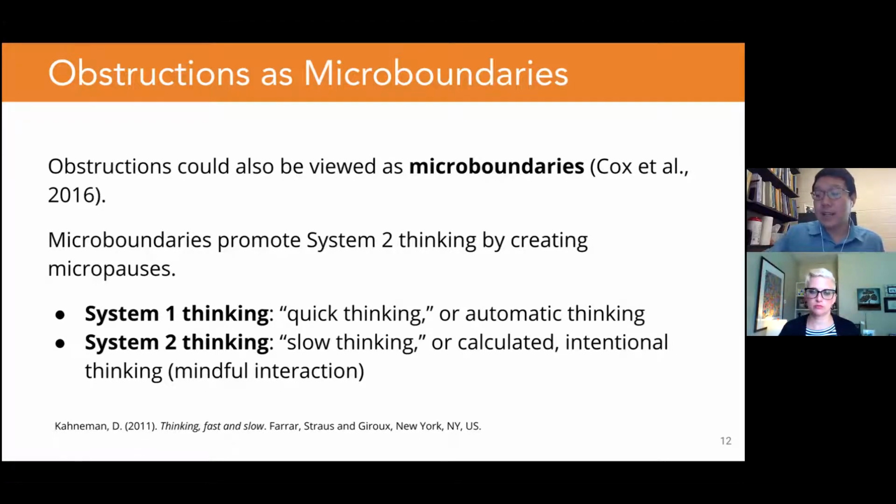So when we want to design an educational game, we probably want to promote reflective and conscious thoughts so that players know what they're doing and actually learn from it. What we want to do is provide microboundaries, these opportunities for players to slow down and think about what they're doing so that they can improve their gameplay, improve whatever it is that they're trying to learn. So we want to move them from system one thinking to system two thinking. That's a goal for having obstructions.